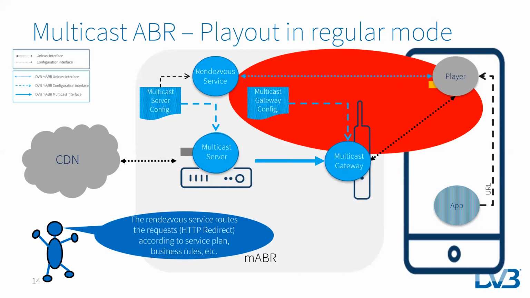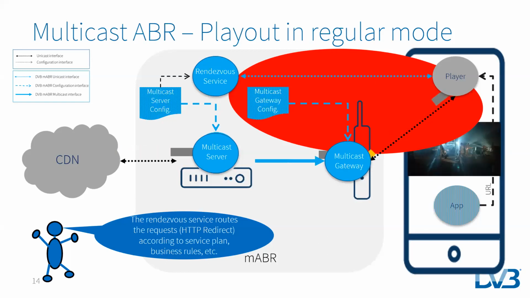The player sends a request, and the rendezvous service redirects the request in order for the player to access the multicast gateway. This is a transparent mechanism based on HTTP redirect. It's completely transparent for the player, and this is a way to effectively do access control. The rendezvous service is an essential piece that does access control. It will check that the player is authorized to play the content. It will check whether the content is effectively sent over the multicast interface. And if everything is green light, then the rendezvous service will redirect the request to the multicast gateway through the player, and the video can start.